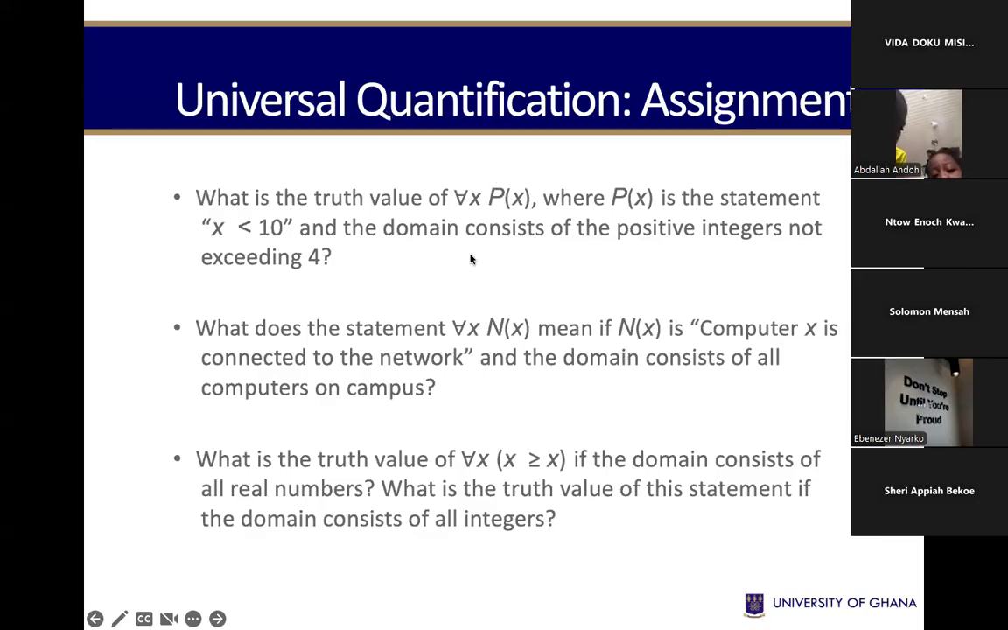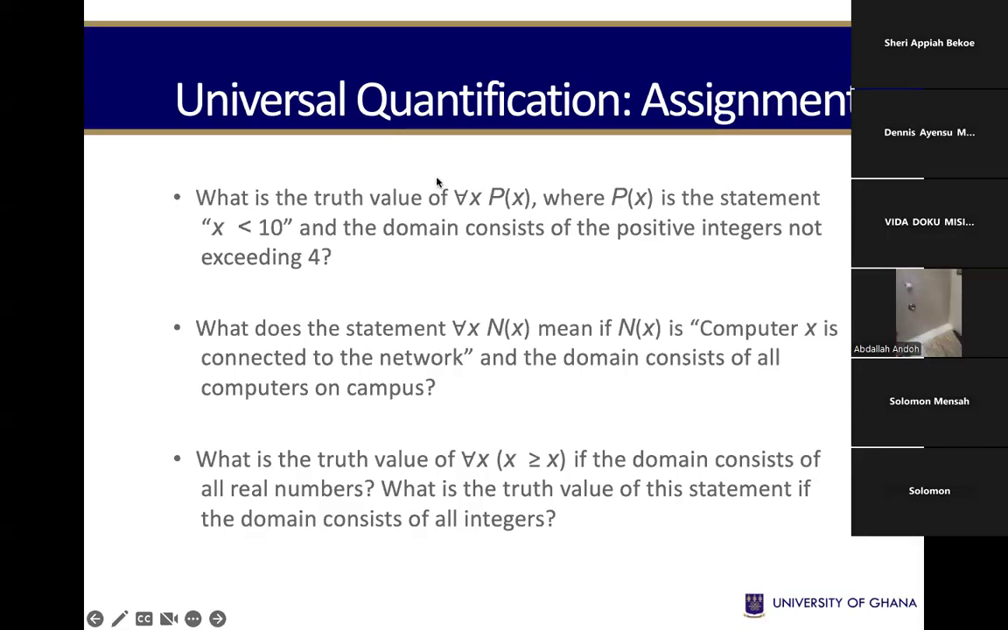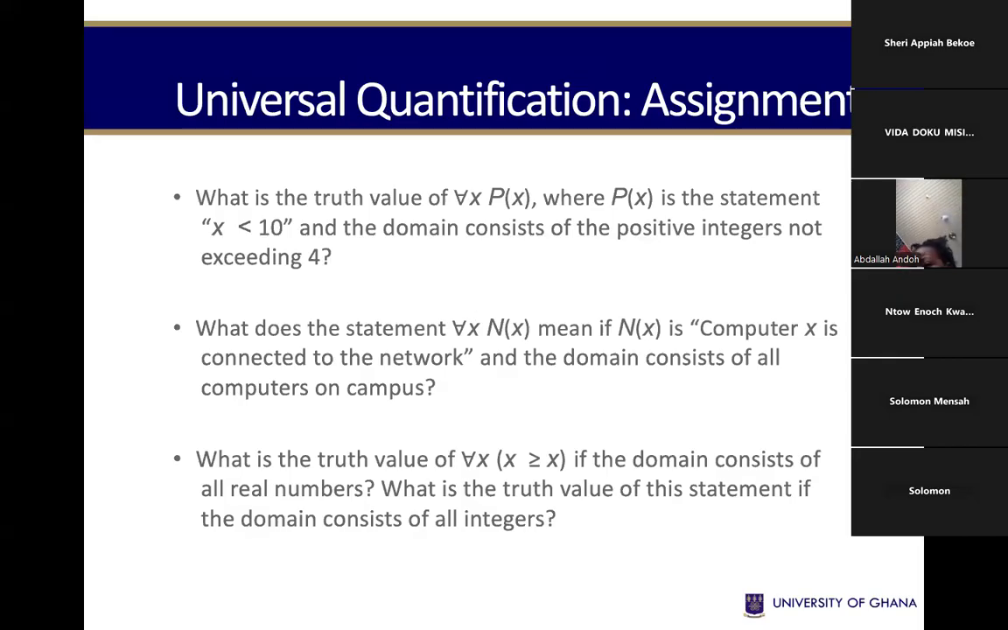Okay. What is the truth value of ∀x P(x), where P(x) is the statement "x is less than 10" and the domain consists of the positive integers not exceeding 4? Terry, appear. It is a true statement. Why? It's true because it is looking for positive integers not exceeding 4, and so we have 0, 1, 2, 3, which are less than 10.